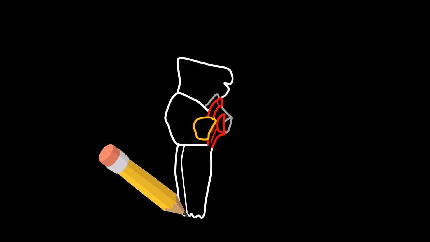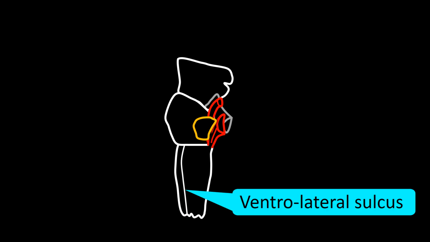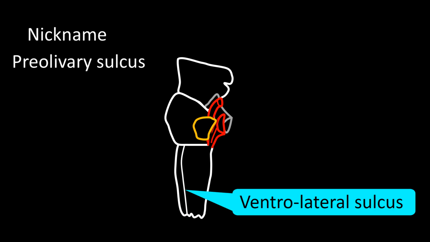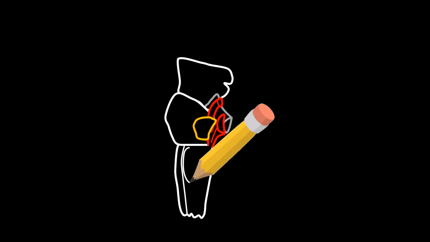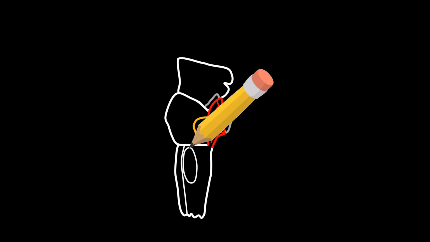Now we will start populating the side view of the brainstem. First, go to the medulla oblongata close to the anterior border and trace a line going down. This is the ventrolateral sulcus, nicknamed the pre-olivary sulcus. Now draw a semicircular line as I have done, and then complete an oval structure.